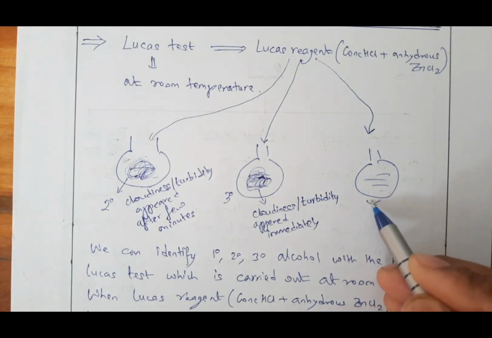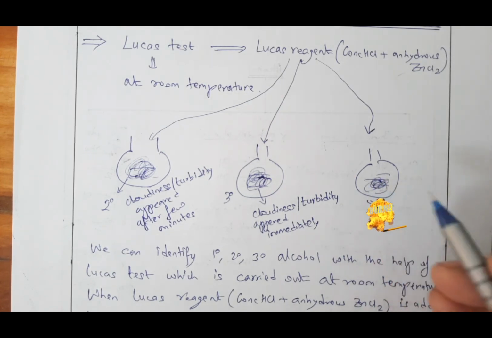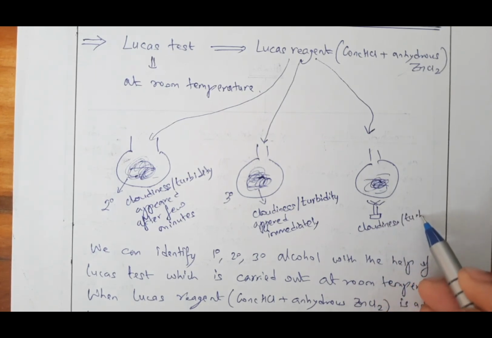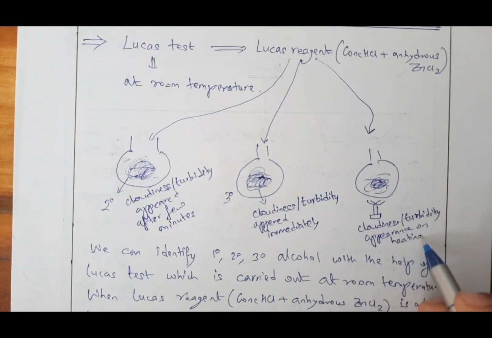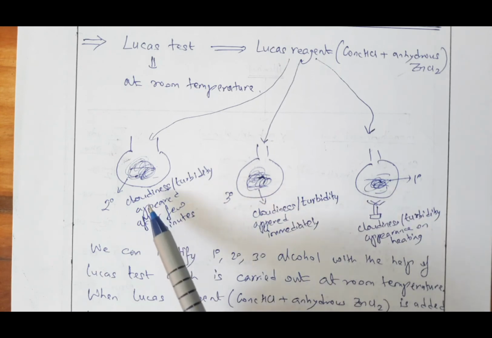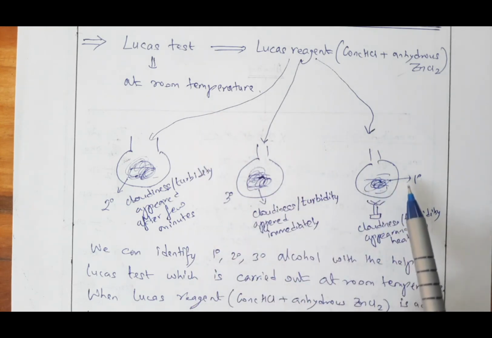Now what you will do, you bring a burner nearby and you heat. When you heat slowly, here also cloudiness or turbidity appears. That means this bottle will give cloudiness or turbidity appearance on heating. If it is so, then we consider it as primary alcohol. So that is 1 degree. So do remember, the one which gives cloudiness or turbidity immediately is tertiary, in which it appears after a few minutes is secondary, in which it does not appear at room temperature will be 1 degree, but this also gives cloudiness on heating, means by increasing temperature.